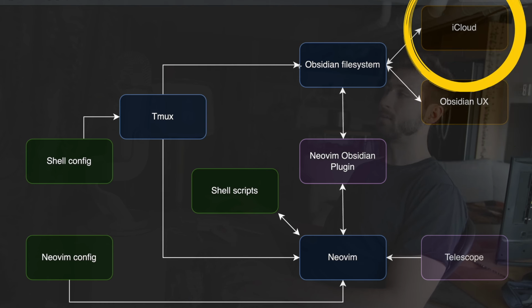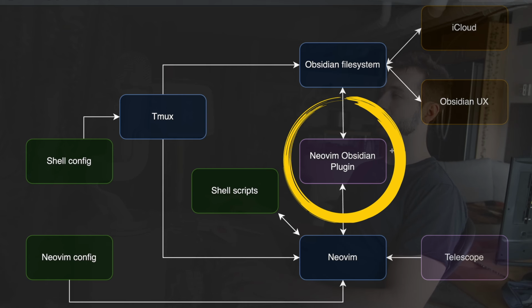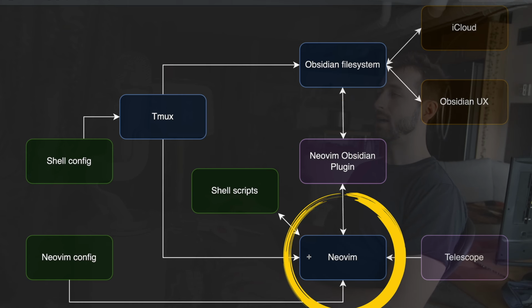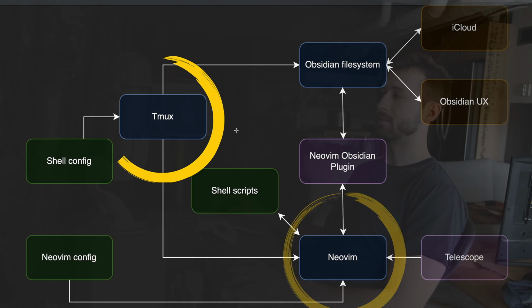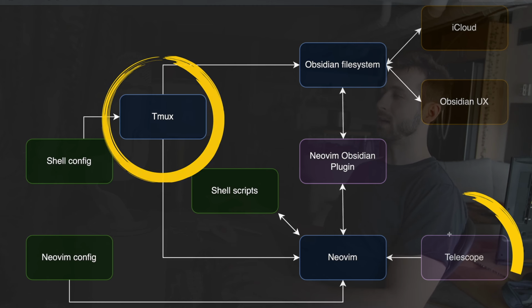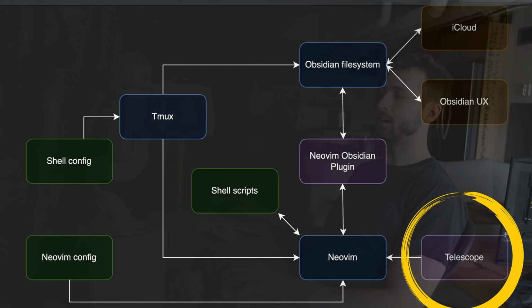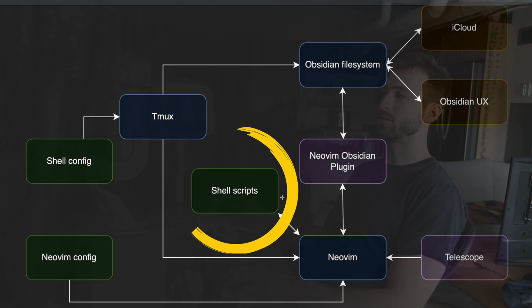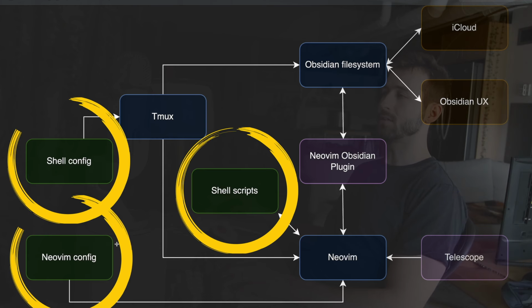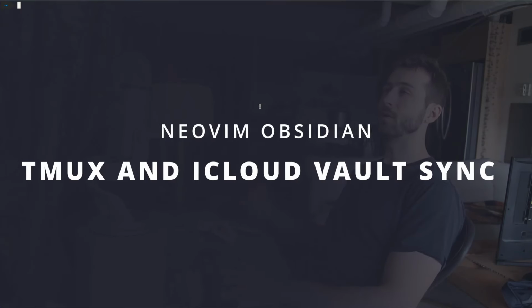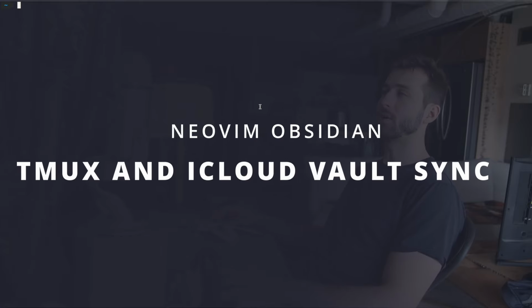Since I want to use this from the terminal, I have a Neovim Obsidian plugin, which interfaces with Neovim. And I use this from within Tmux. Inside of Neovim, I use Telescope for fuzzy finding and file searching. And then I have shell scripts and configurations set up to help me make this more efficient and automate certain tasks. Tmux is important to me because that lets me open up new panes inside of the same terminal window.